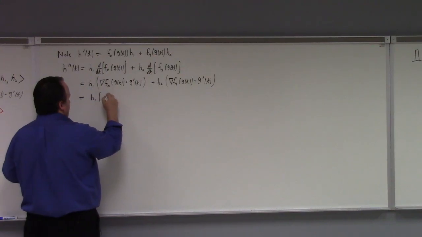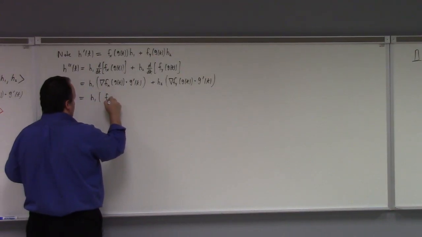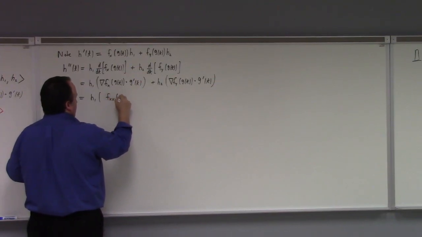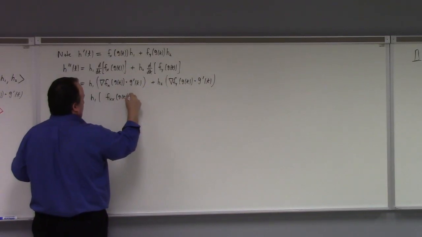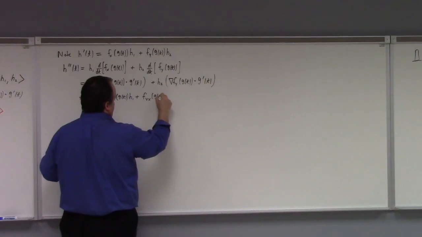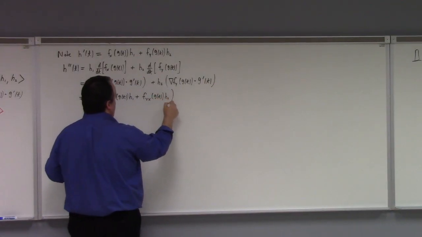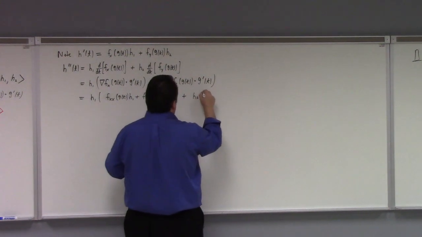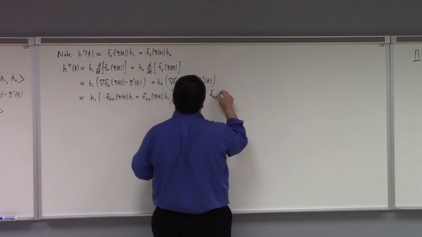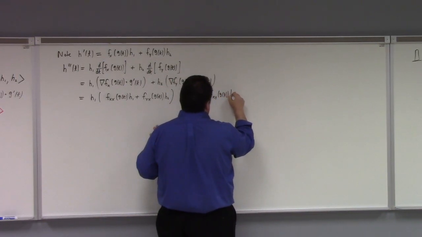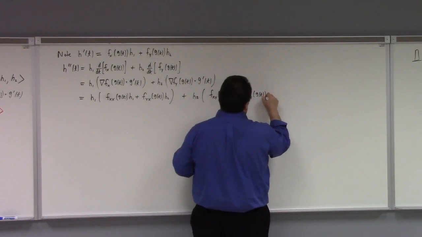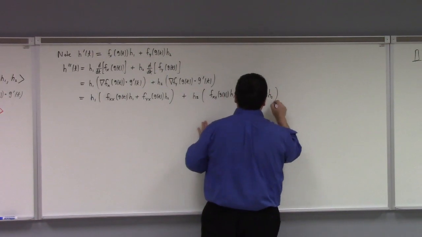h1 times f sub xx at g of t times h1 plus f sub yx at g of t times h2, plus h2 times f sub xy at g of t times h1 plus f sub yy at g of t times h2. All right?